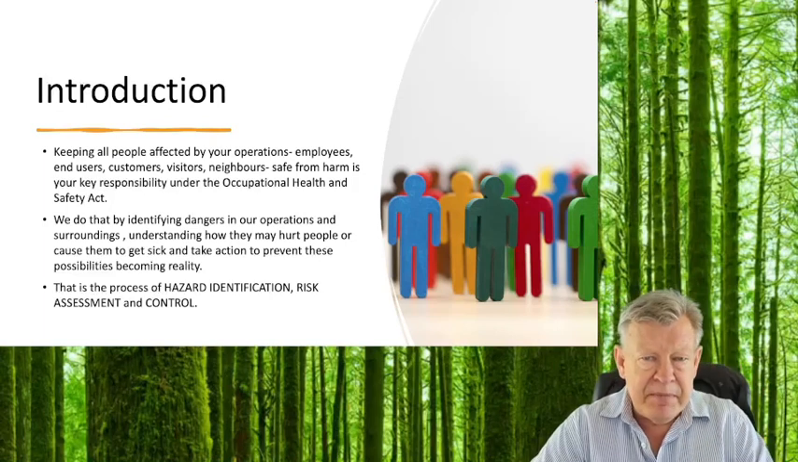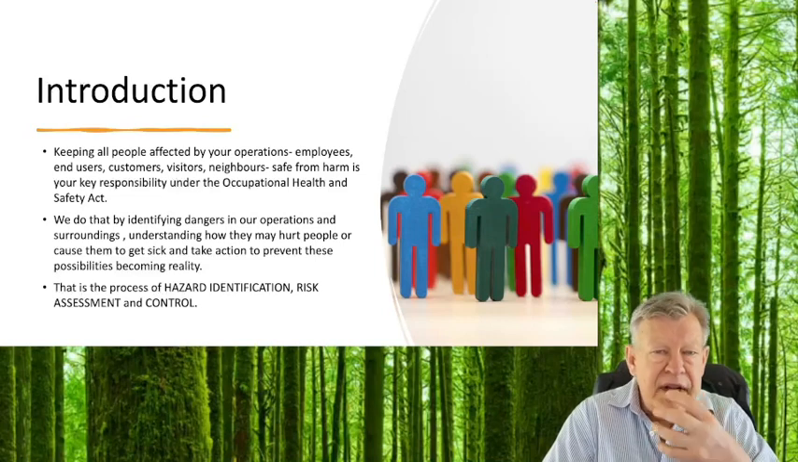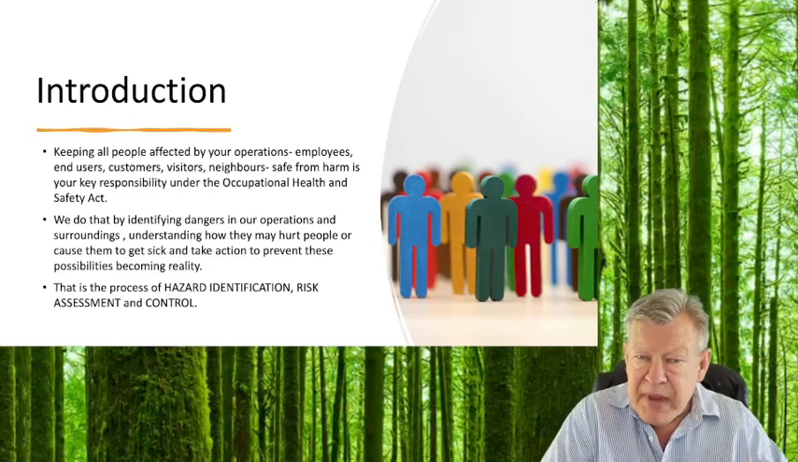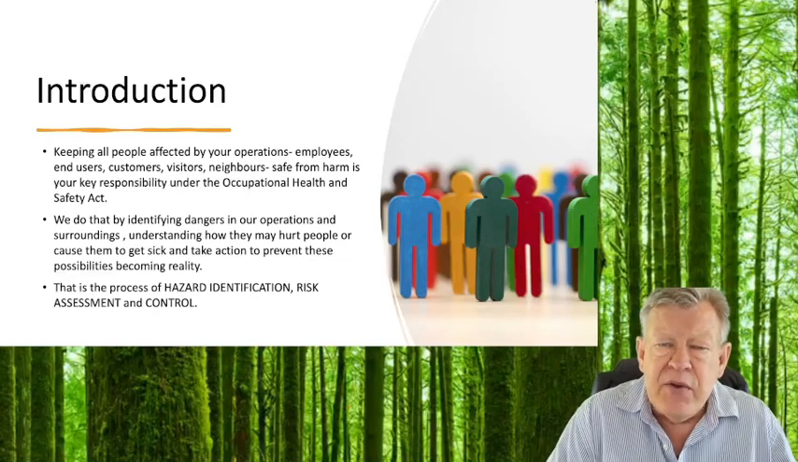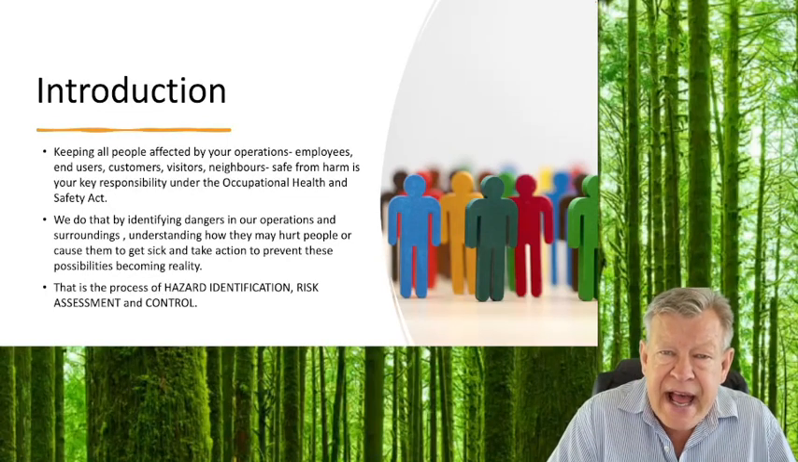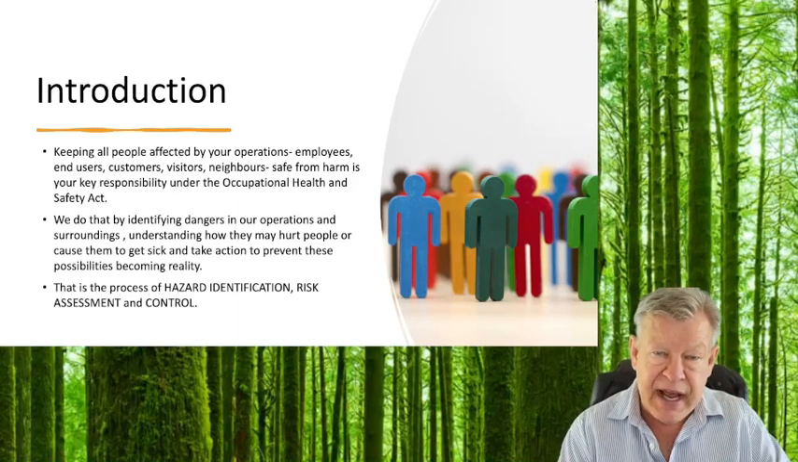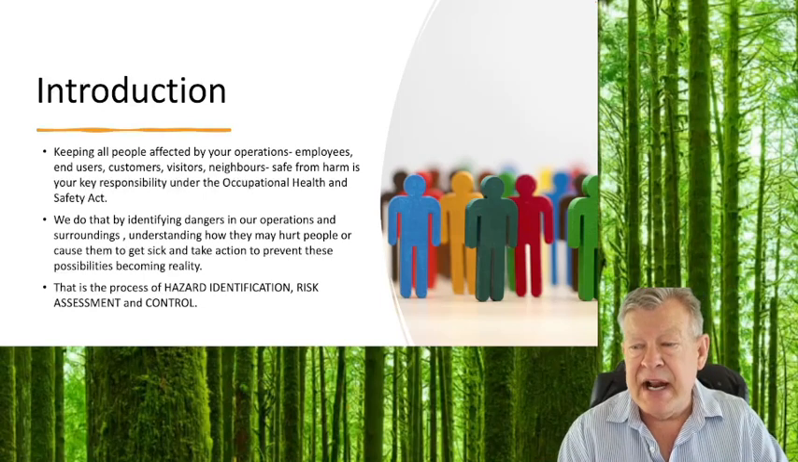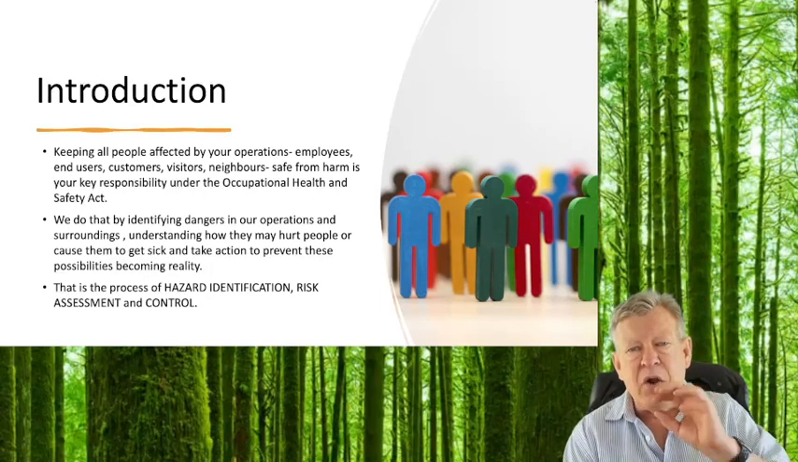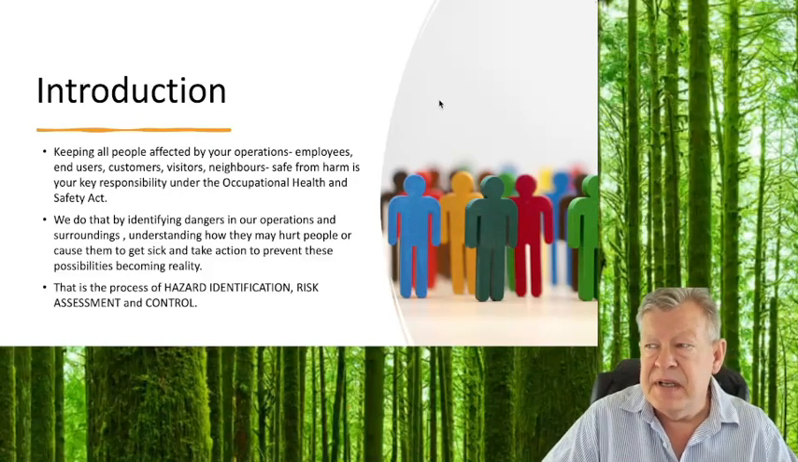How do we keep people safe from harm? Well, firstly, you need to identify all the dangers in your operations and in your surroundings. You need to understand how they may hurt people or cause them to get sick, and then you have to take actions to prevent these possibilities of injury and sickness from becoming a reality. Now, that whole process is called hazard identification, risk assessment, and control.